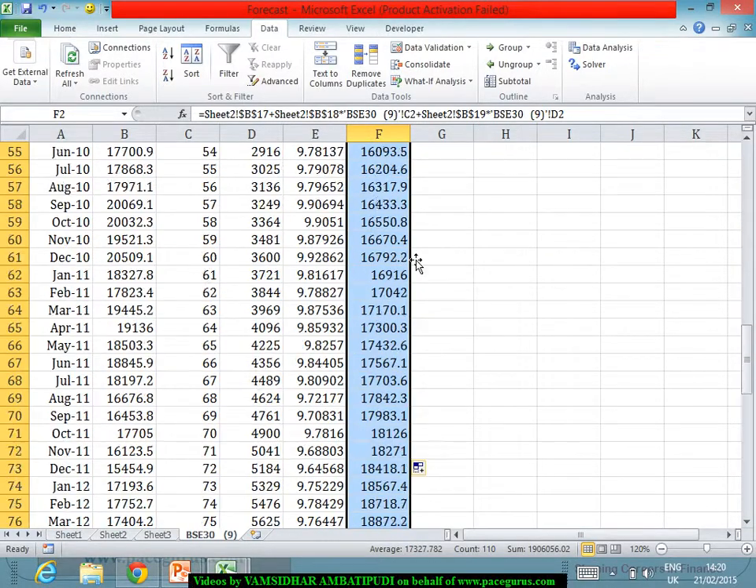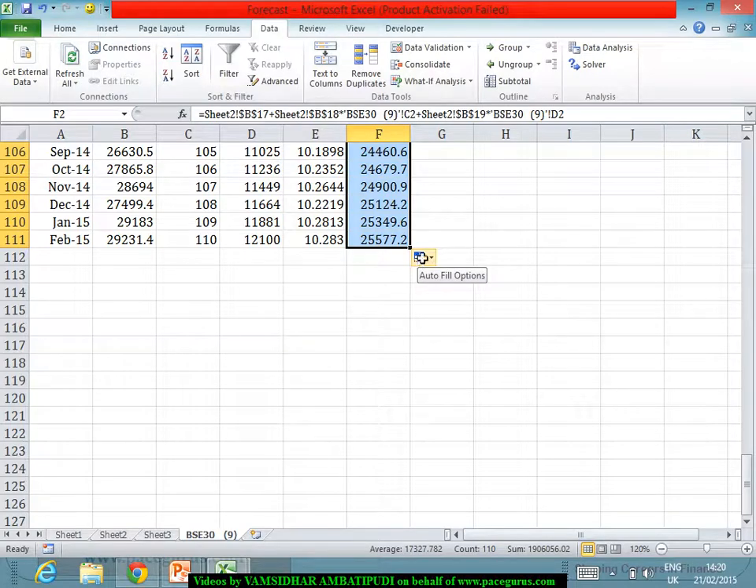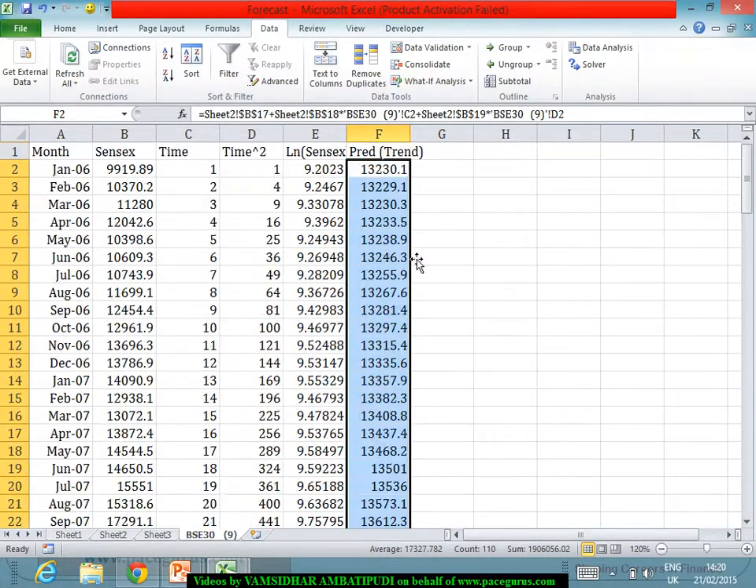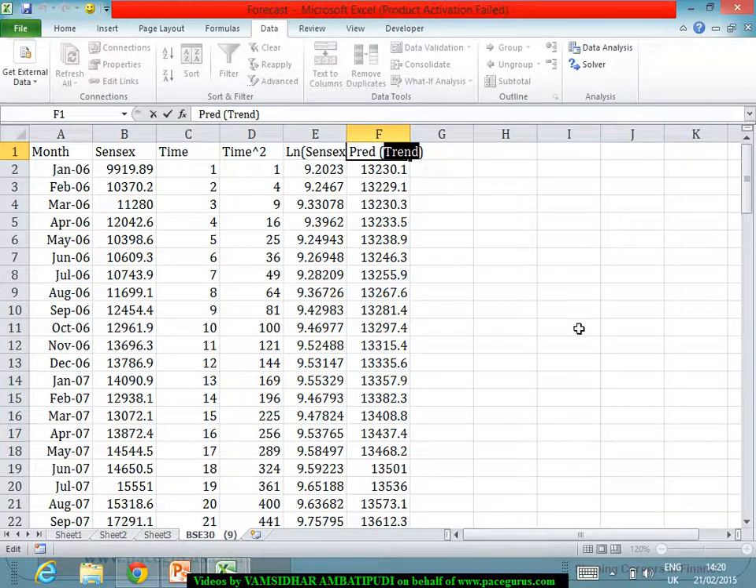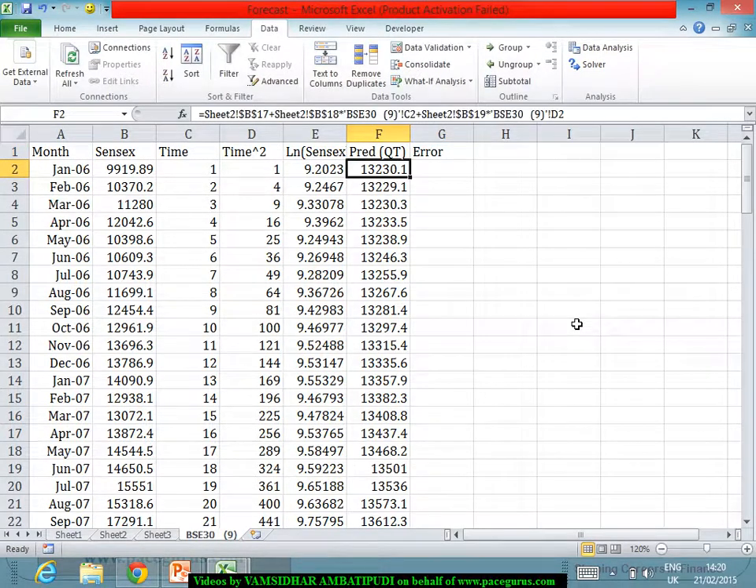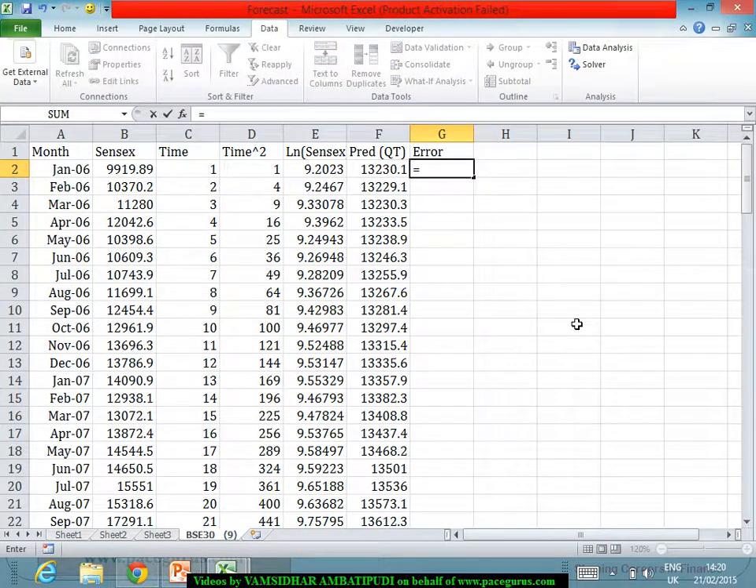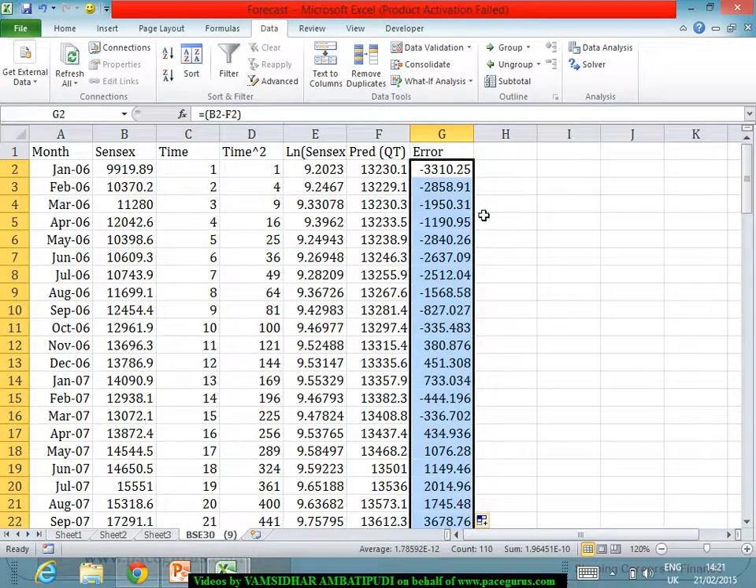So during different periods, these are the predicted values of the Sensex that are coming out. This is what has been predicted by my quadratic trend model. I'm not depending on the other trends here; I'm going purely with the quadratic trend. Now, based on this, I will look at my error. The error is simply the actual minus the predicted.